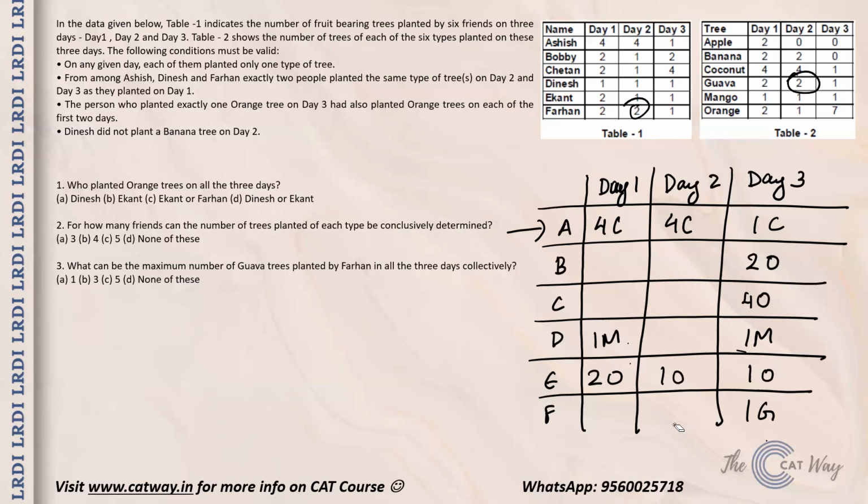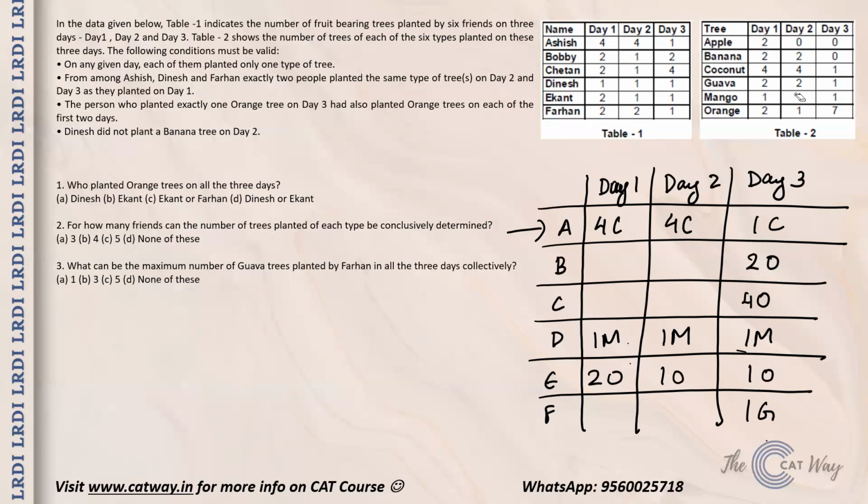So because he cannot have coconut, banana, apple, orange, and now also not guava, the only possibility is him taking 1 more mango tree. Now that is all we could have done with the set. Everything else is in possible cases, so nothing can be derived as of now. So we'll directly move towards the questions now.